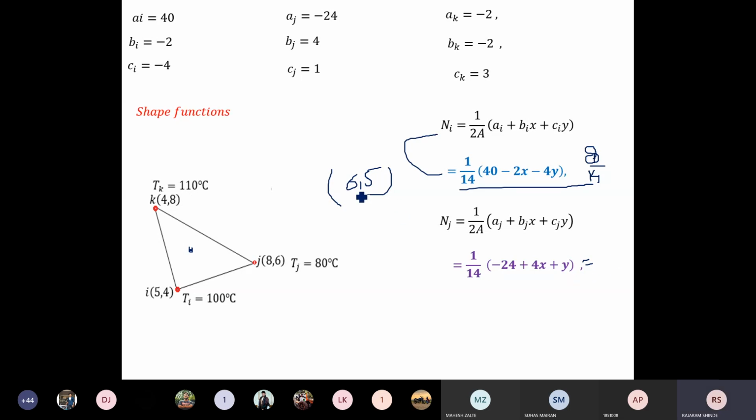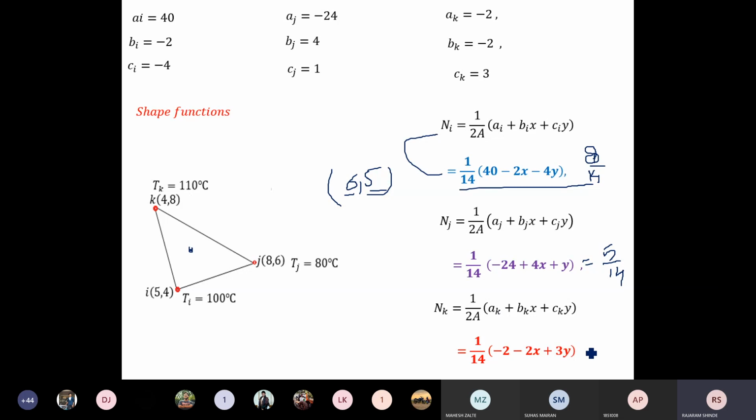Put the value of x equal to 6, y equal to 5. Nj is 5 by 14.